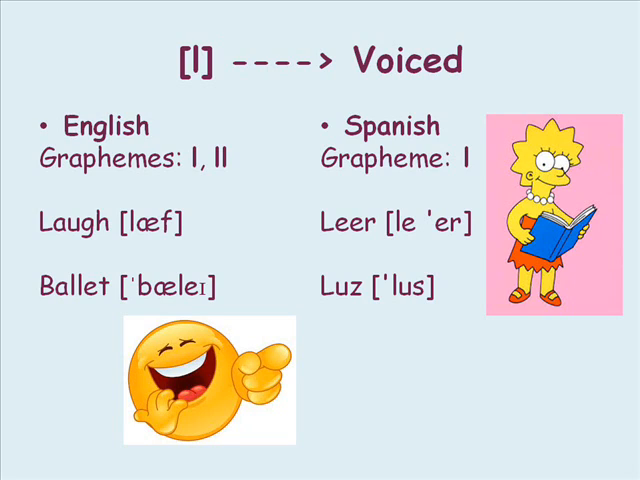L. It is a voiced sound. In English, it is found in words with the graphemes L, such as laugh, and double L, such as valet. In Spanish, it is found in words written with L, leer, luz. Then, if any word is written with double L, the pronunciation will be different. We will see that later on.